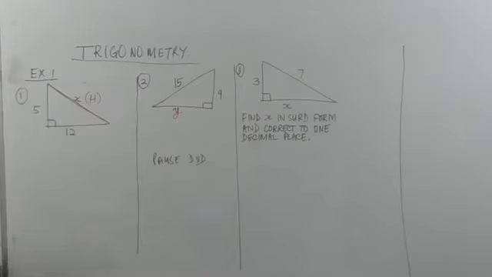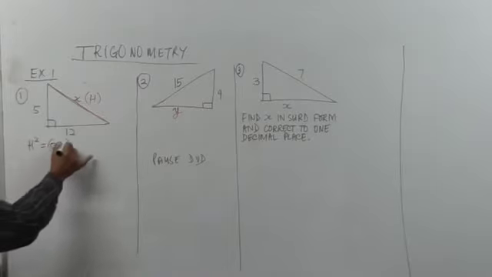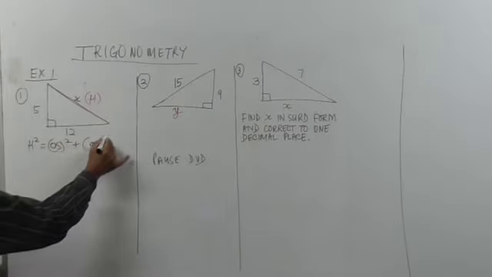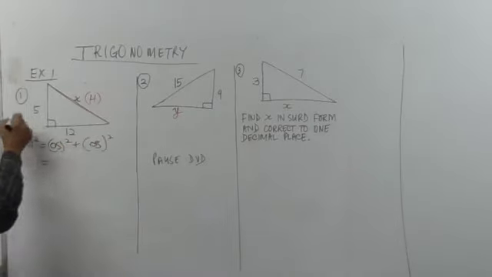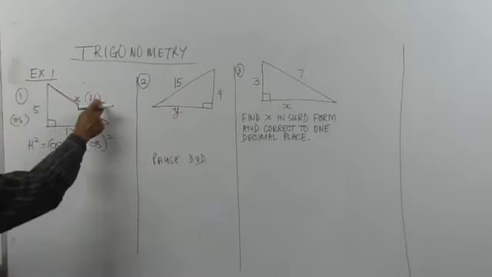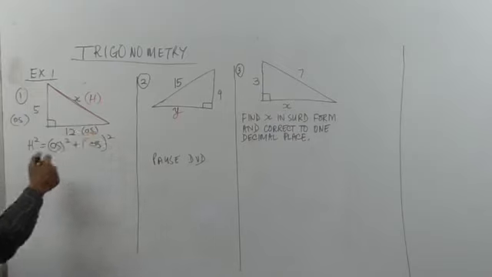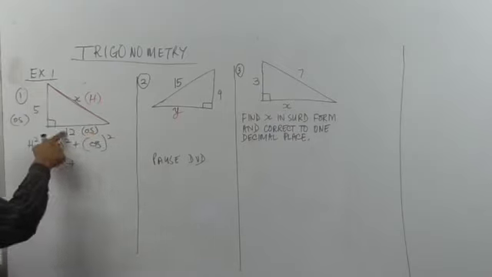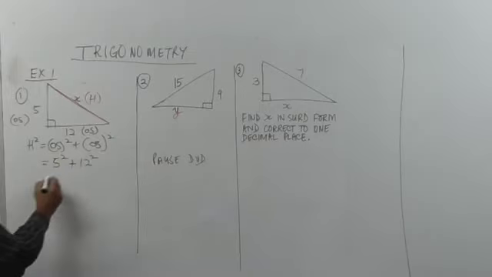So if we're finding the hypotenuse, we have to start with h squared is equal to other side squared plus other side squared. Now this is the other side and this is the other side. Hypotenuse, other side, other side. So the other side is 5 squared plus the other side is 12 squared.